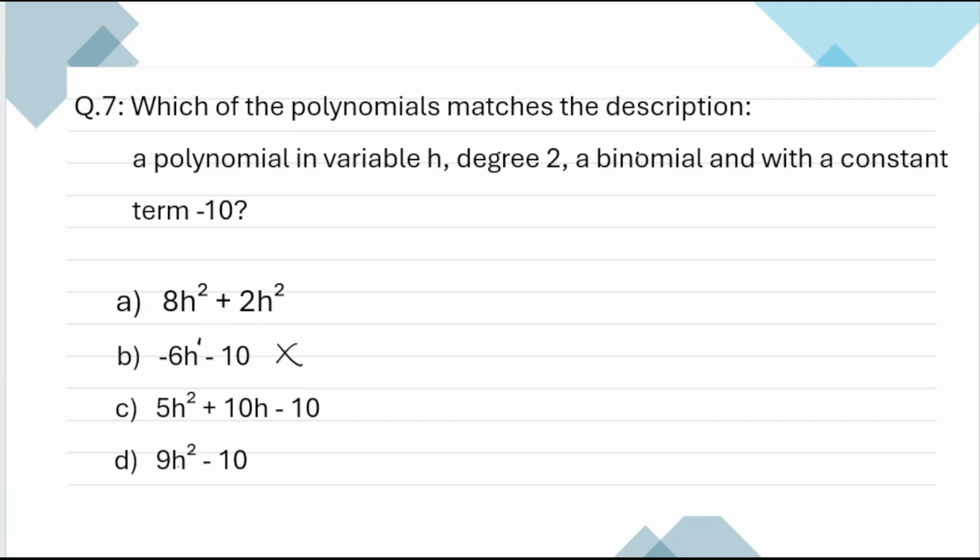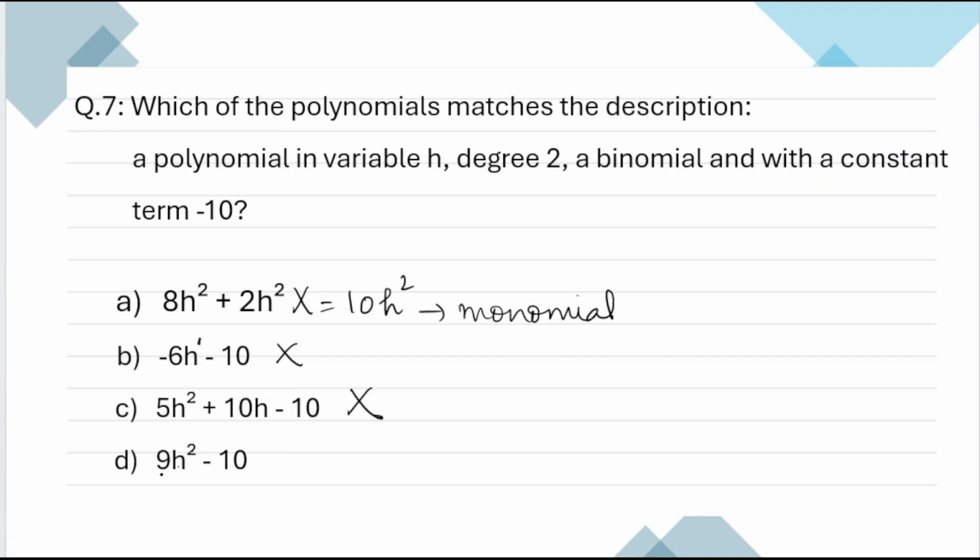It should be a binomial. So let's see, is it a binomial? Okay, I can see two terms, but aren't they like terms? 8 plus 2, 10. So it's 10h square. So actually it turns out to be a monomial. So is it a binomial? No. So this option is also eliminated. Is this a binomial? No, it's a trinomial, three terms. So this option also gets eliminated.